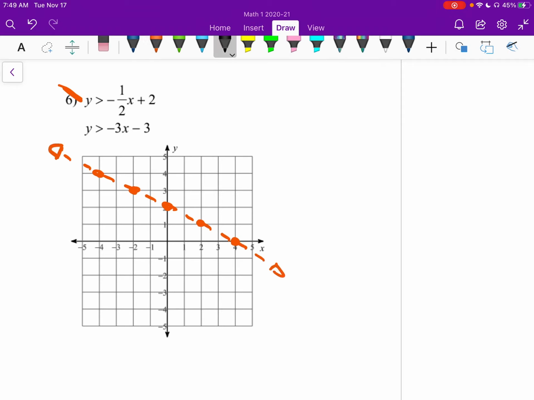I'll plug in the point 0, 0. So I'm going to have, well, 0 is greater than negative 1/2 x. Oh, not x, I'm plugging in 0. 0 plus 2. So 0 is greater than 2. And that's a false statement, so I'm going to shade away from 0.